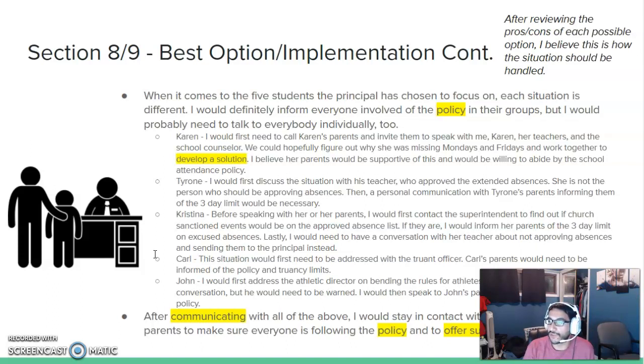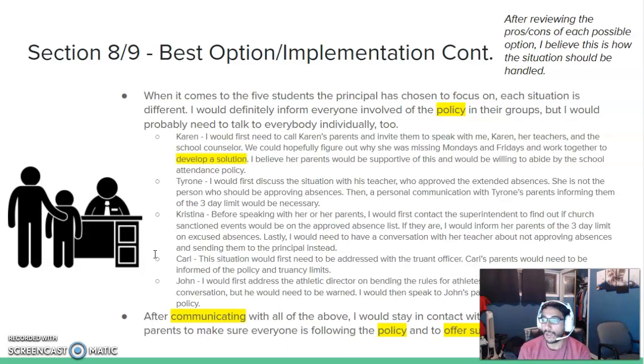With Tyrone, I would first discuss the situation with Tyrone's teacher, or whoever approved the absences, and then I would communicate with Tyrone's parents and inform them of the 3-day limit, which is necessary. With Christina, I would first contact the superintendent to find out about church sanctioned events being approved on the absence list, and if they are, I would inform her parents of the 3-day limit on excused absences. And then I would have a conversation with the teacher about the whole absence situation.